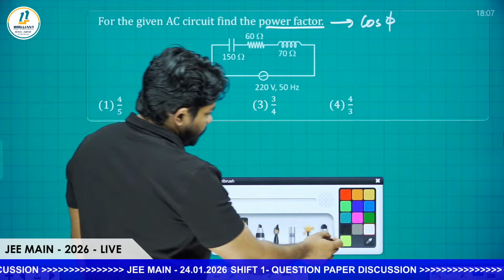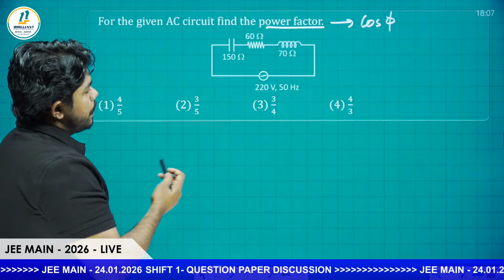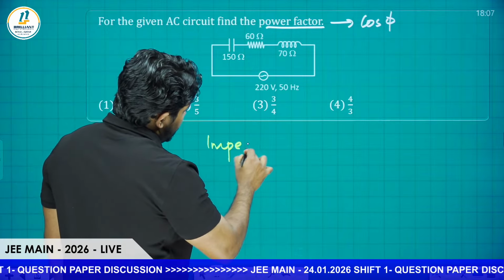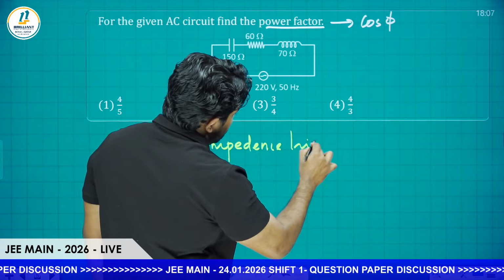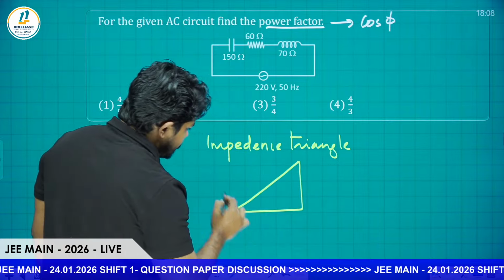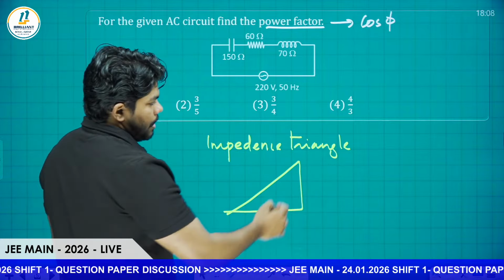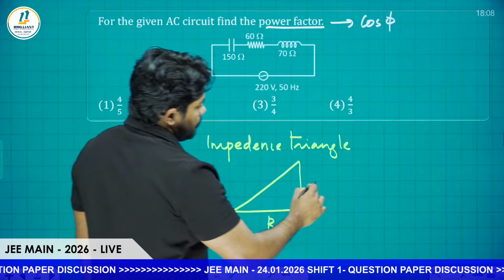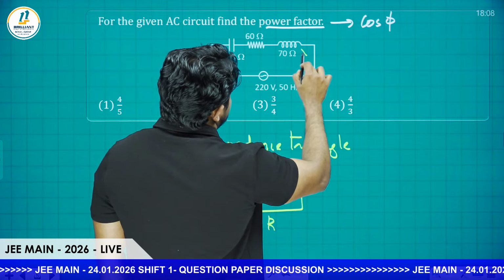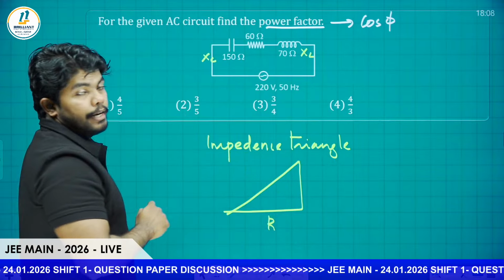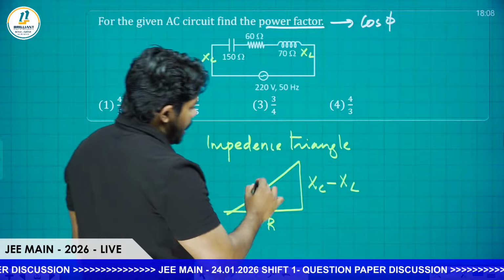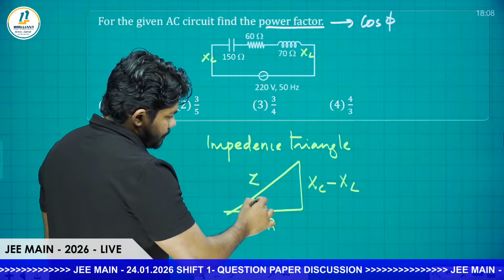So how can we find the cos phi value? We know that there is an impedance triangle. What is an impedance triangle? In an impedance triangle, there will be a resistance part and, since this is a series LCR, you can see that here XC is 150 and XL is 70. So XC is obviously greater than XL, so I am going to write it as XC minus XL, and this will be Z. This is called the impedance triangle.